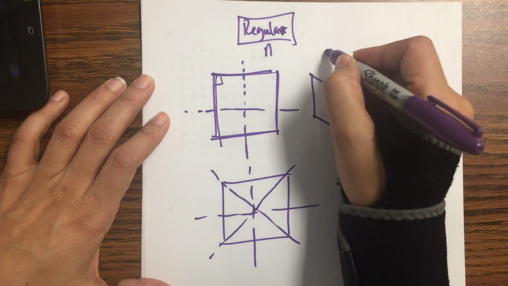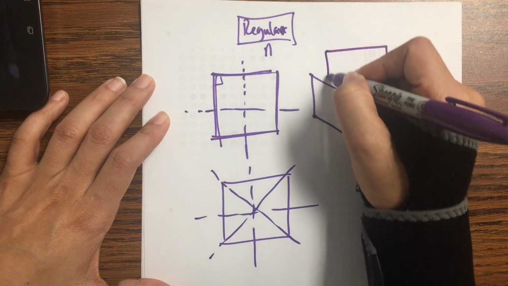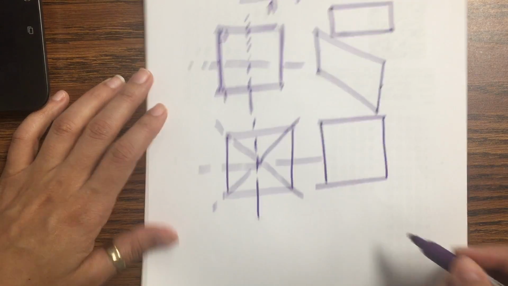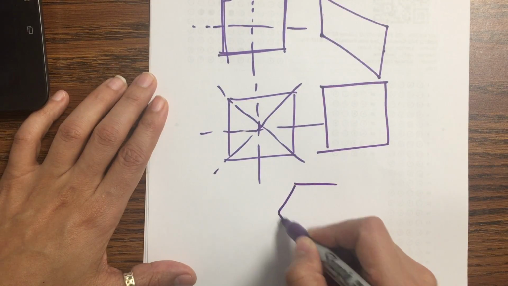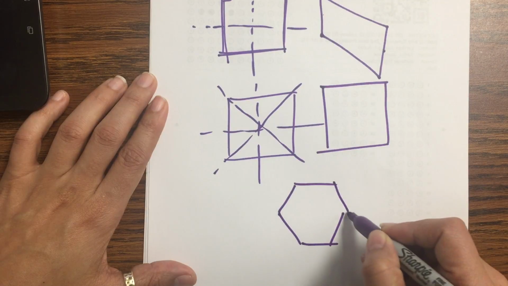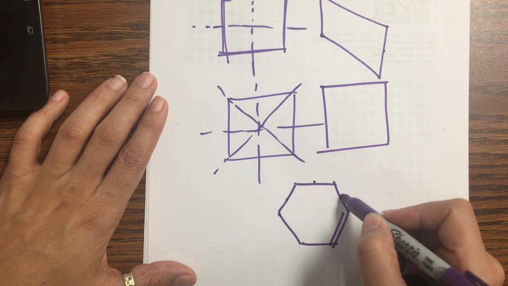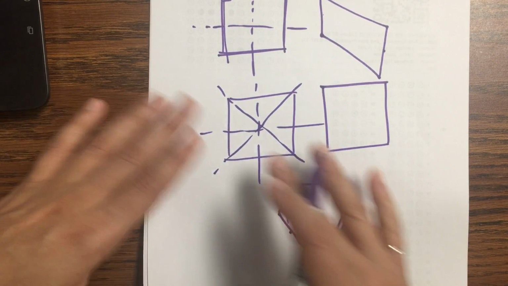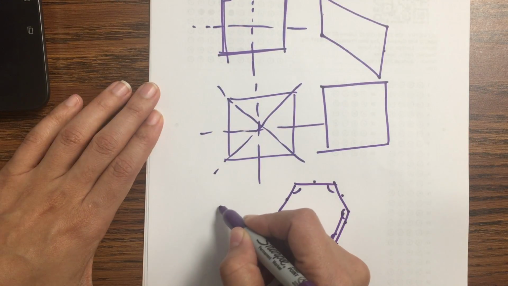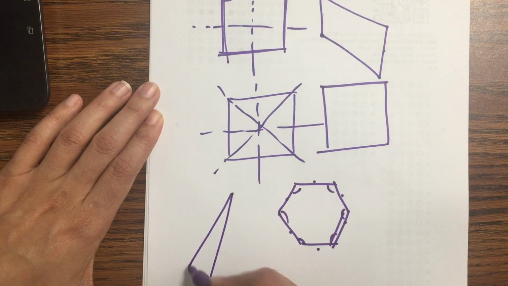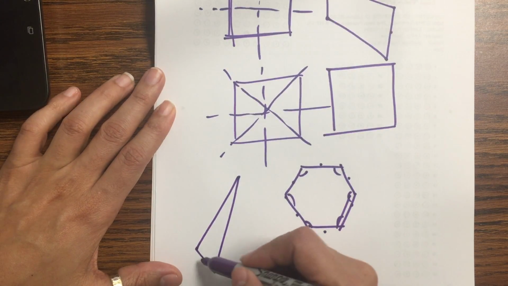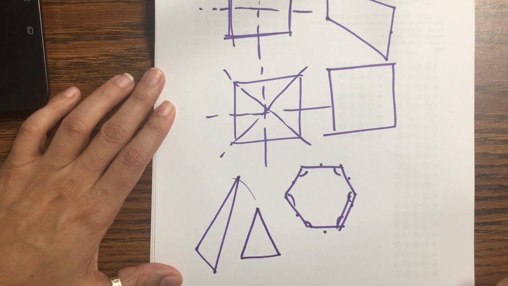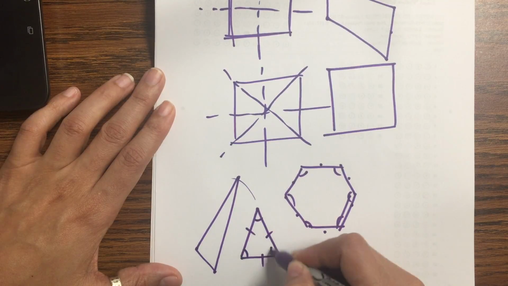Okay, so regular is not a rectangle. Regular would be a square. Or you could have a regular hexagon, for example, where all these sides, all these angles, and the shape are the same. So regular is everything is the same. Irregular, it's not the same. So is this regular or irregular? Irregular, because they're not all the same sides. This would be a regular triangle. All the sides and angles are the same.